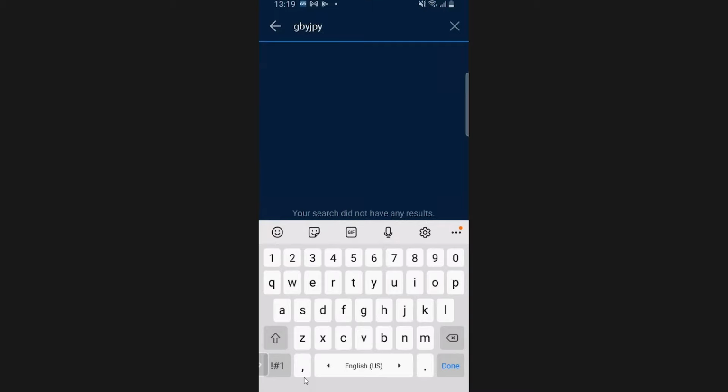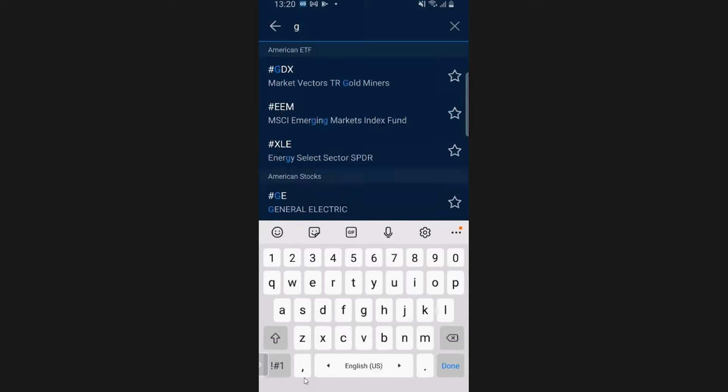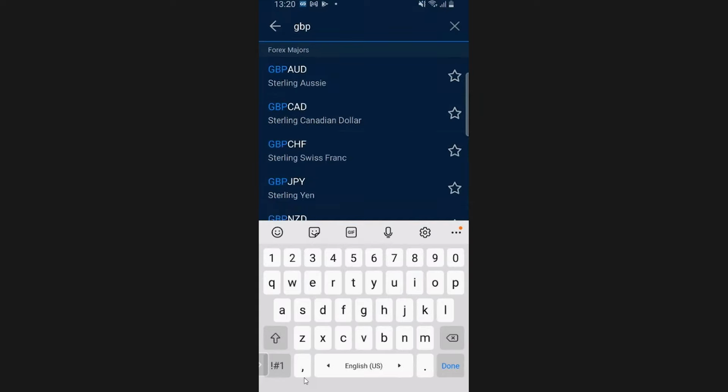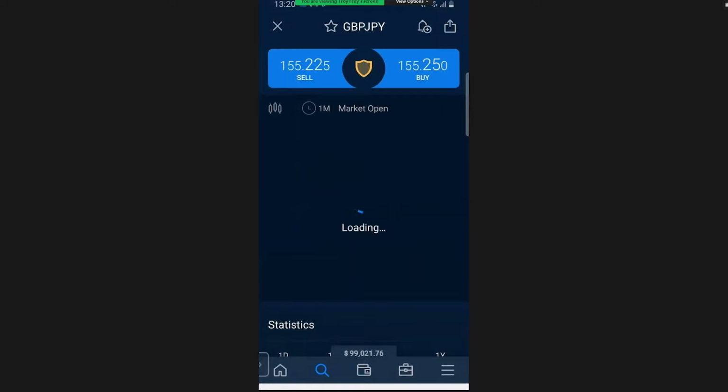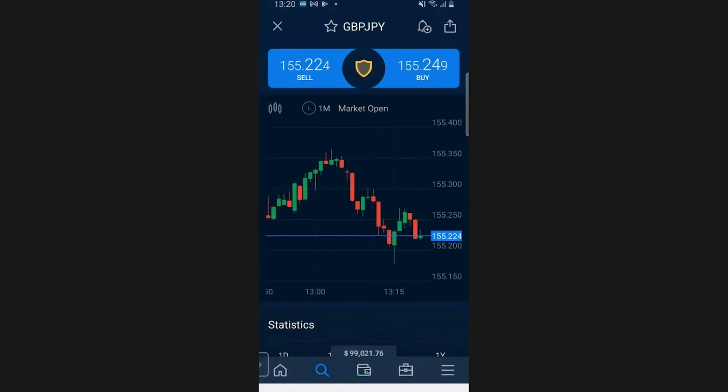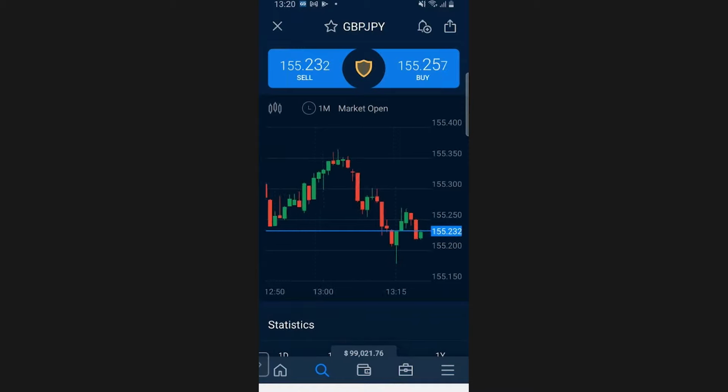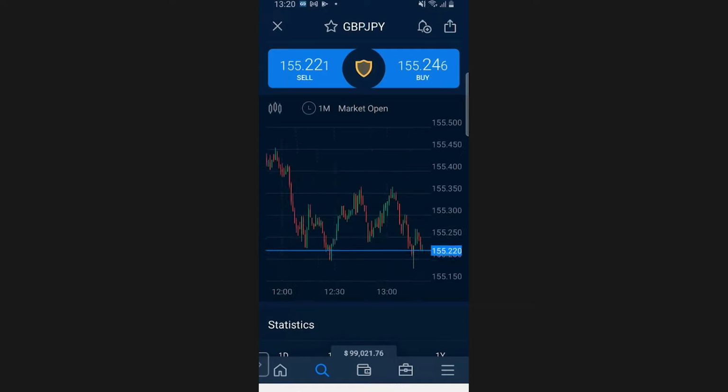So if I'm looking for, I mistyped it. No wonder it's not coming up. There it is, GBP JPY. Have to spell it right first. Okay, then we see, here's our chart, and you can zoom in, zoom out to find your price levels.